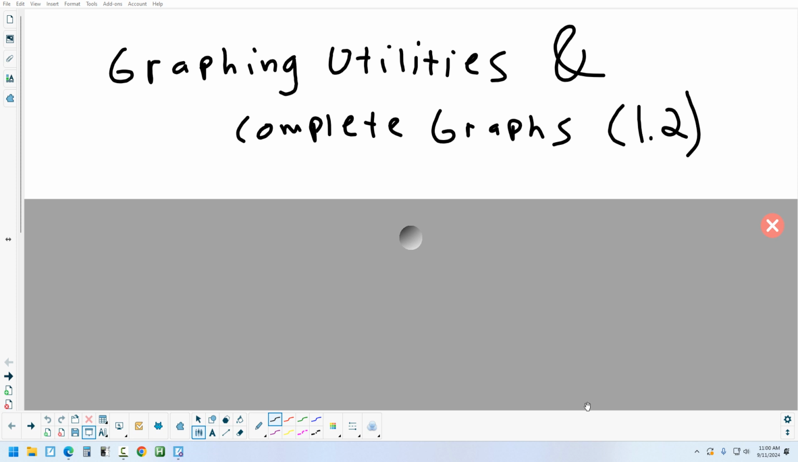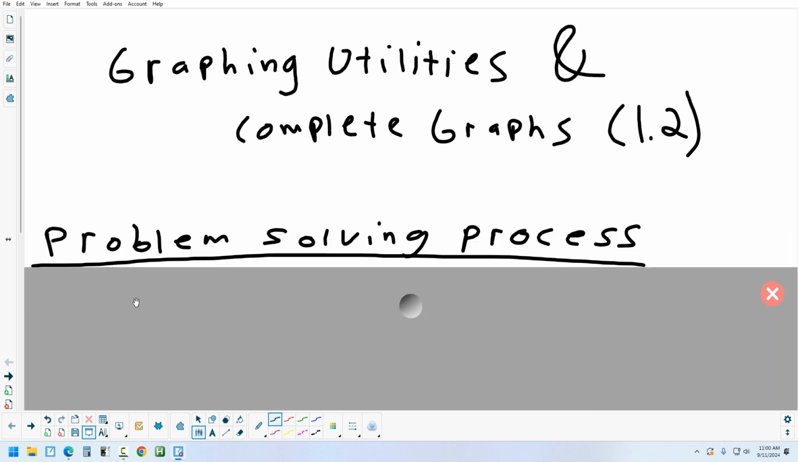So the second to last section we're going to look at this week is 1.2. It's on using the graphing calculator and finding what we call a complete graph. Okay, so we'll talk more about what it means to have a complete graph. Basically, we're going to start by talking about a very general approach that you can take to solving problems. Not necessarily even a math problem, but just any kind of problem you might come across.